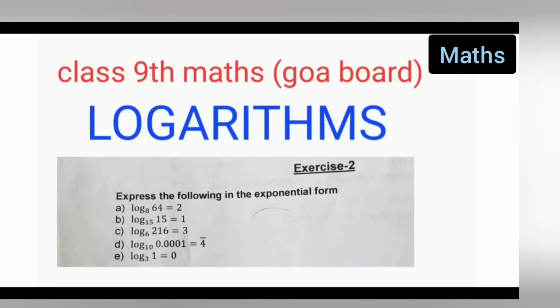So this is for class 9th mathematics. Today's class, the newly added chapter, logarithms, exercise 2, I will be solving today. This is for Goa board. Newly added chapter, it is logarithm. So let me start.